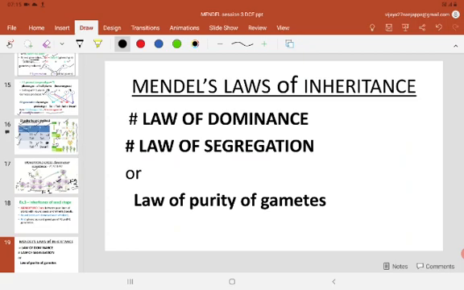Then coming to Mendel, he formulated certain assumptions based on his experiment, and these are put together as laws. The first is the law of dominance. Second one is the law of segregation or law of purity of gametes, which both are related to monohybrid cross. And the next law is the law of independent assortment, which is related to dihybrid cross, which we are going to learn in the next chapter.